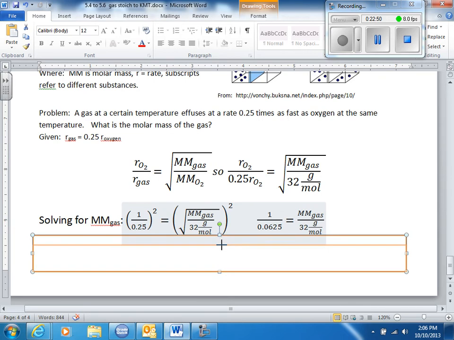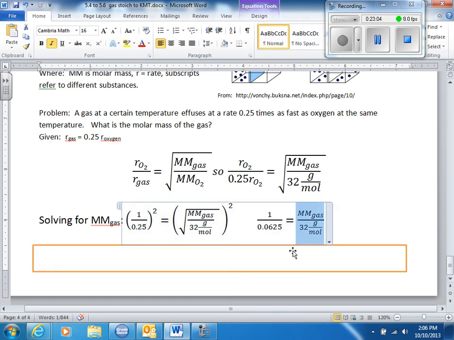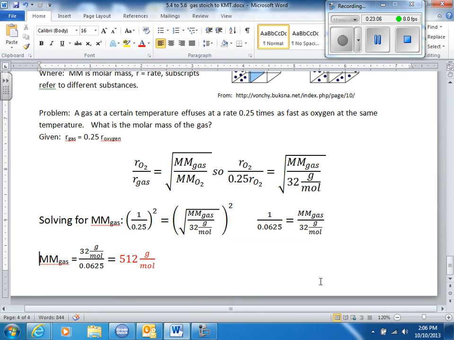To solve this, and again, pause this, do it on your own. To solve this, we need to square both sides. So I've gotten rid of my r's on the left side. The right side I left alone, but I have to square both sides. So now I've squared both sides. And I want to isolate the molar mass of the gas. And there we go. Molar mass of the gas turns out to be 512 grams per mole. All right.